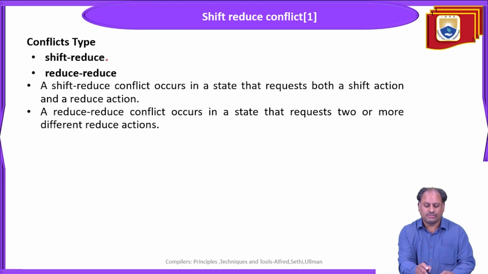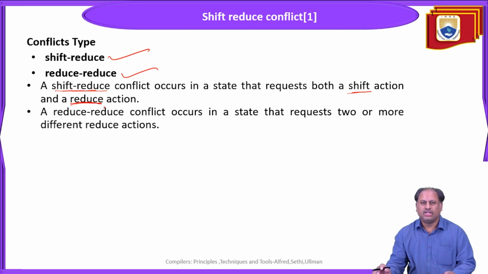Now here the first one is the shift reduce conflict, and the second one is the reduce reduce conflict. In a shift reduce conflict, there can be two actions: one is a shift action, and the second one is a reduce action. That means it can perform both actions. Then only we can say that it is a shift reduce, and then the conflict arises.